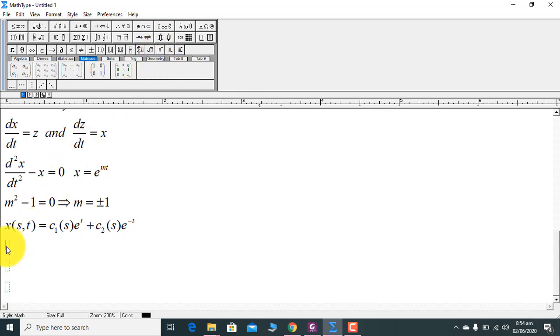Okay, now what can be z? Z is actually the derivative of x. Look, this is given. You can use this equation or you can use this as well. So what can be z? Z of s comma t will be what? The same thing, but since this is the derivative, the exponential derivative is similar, but instead there will be a minus.